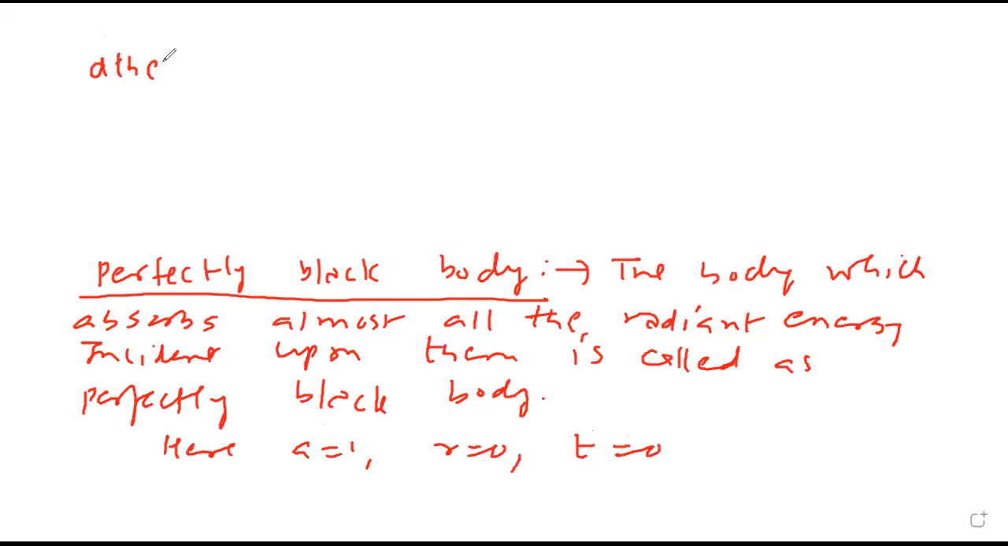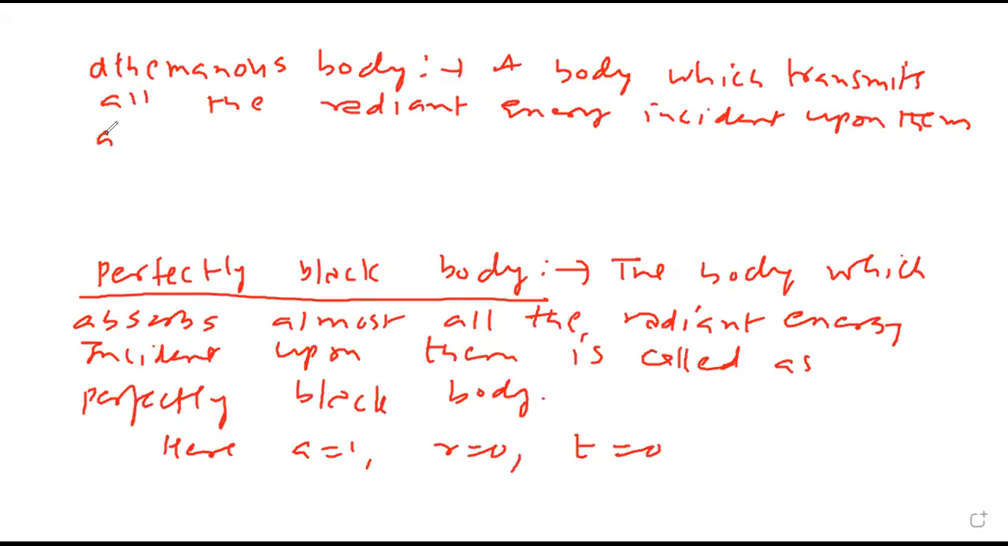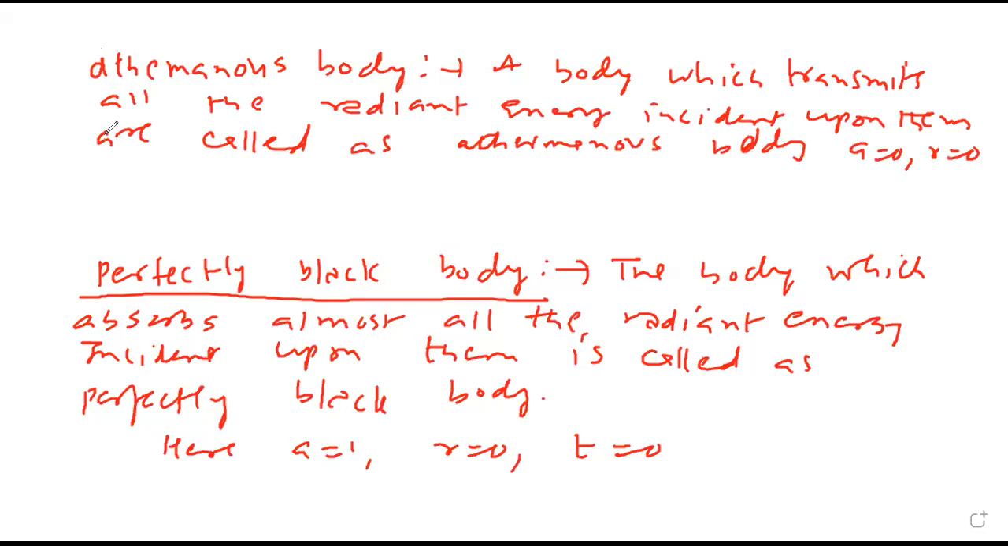Then athermanous body: a body which transmits all the radiant energy incident upon it is called an athermanous body. That means A is 0, R is 0, and T is 1. Just copy these two, then one more, then we'll start.